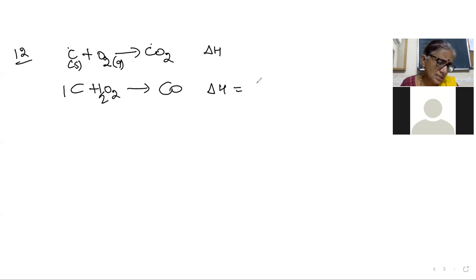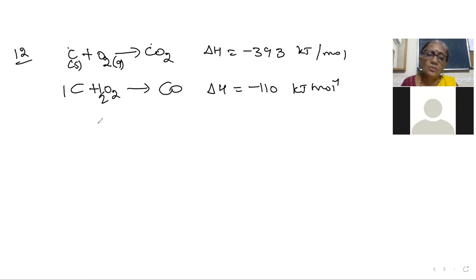And for this, del H is how much? Minus 110 kilojoules per mole. For the formation of carbon dioxide, it is minus 393 kilojoules per mole. Okay. Next, what they have given is formation of N2O. How is it formed? N2 plus O2 gives N2O. What ratio? Here again, half mole.